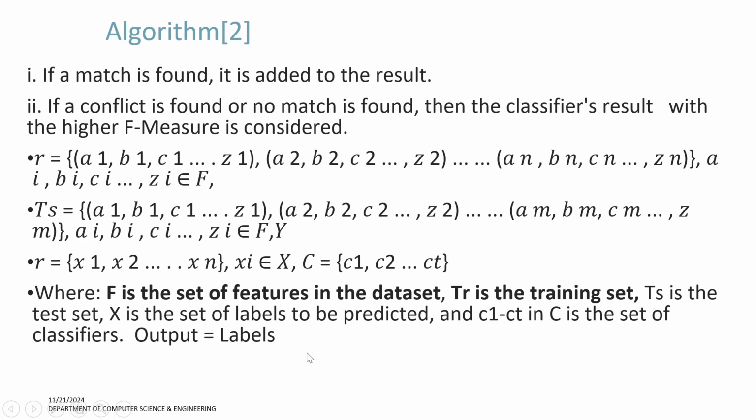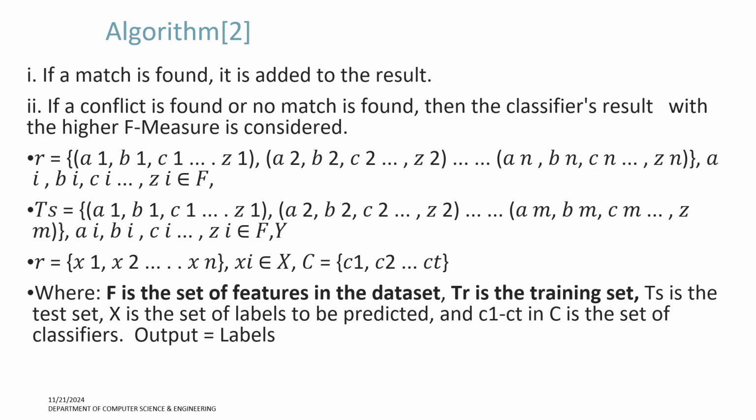So if you take algorithm 2, until a match is found we don't come to algorithm 2, we go with algorithm 1. If a conflict is found or no match is found, then the classifier result with the highest F-mean score is considered.